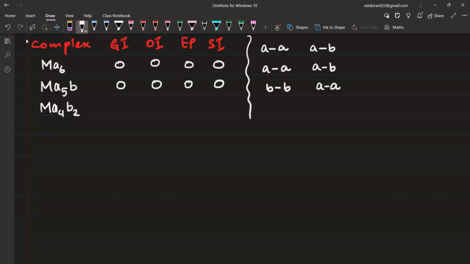Correct, guys? Yes, sir. Okay. So you can see that there are two isomers. So geometrical isomers will be two. Now let us look at the optical isomer.